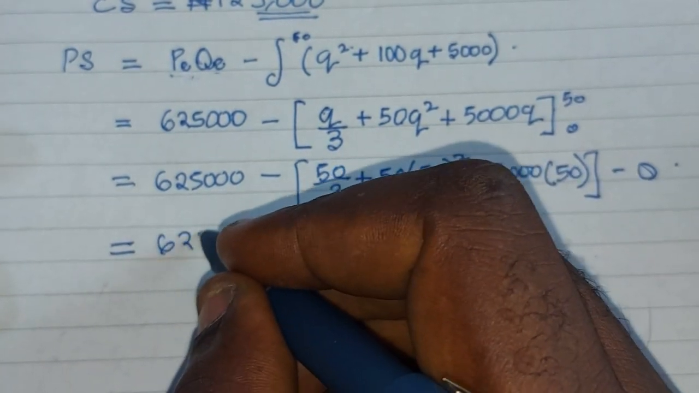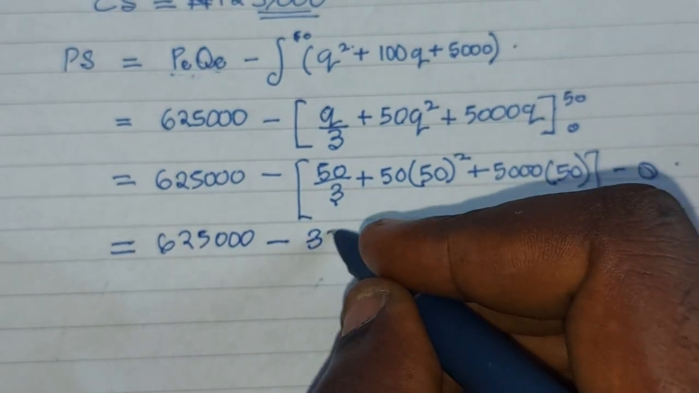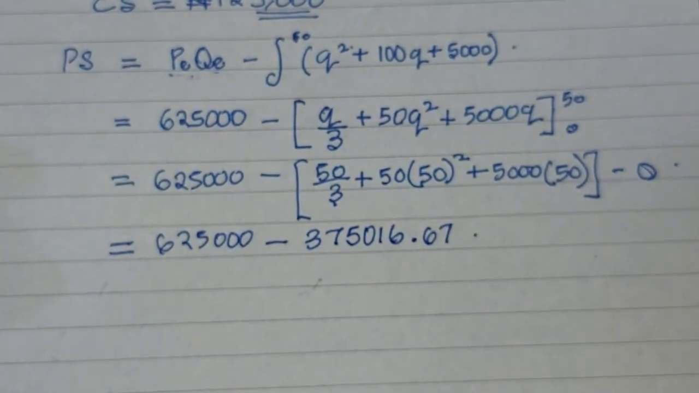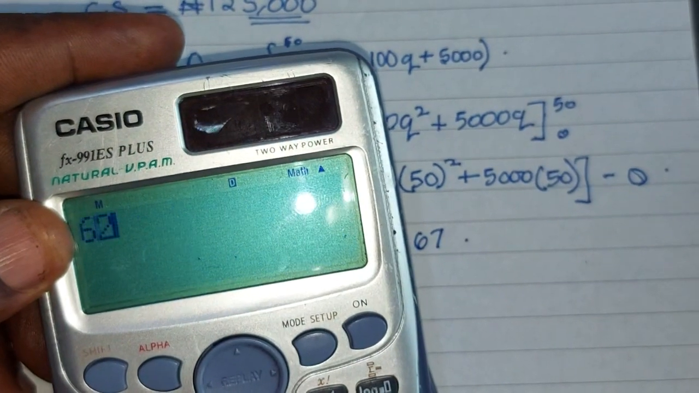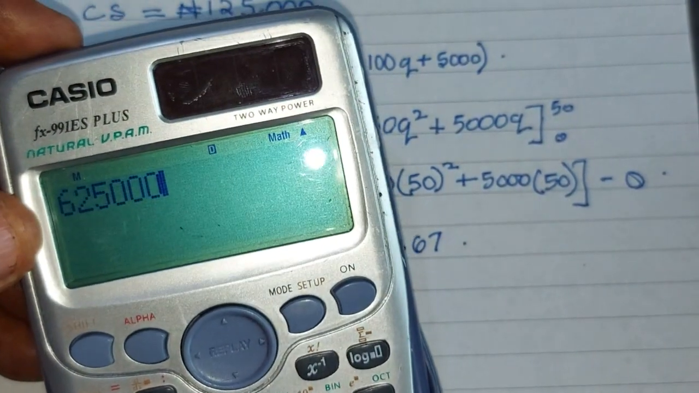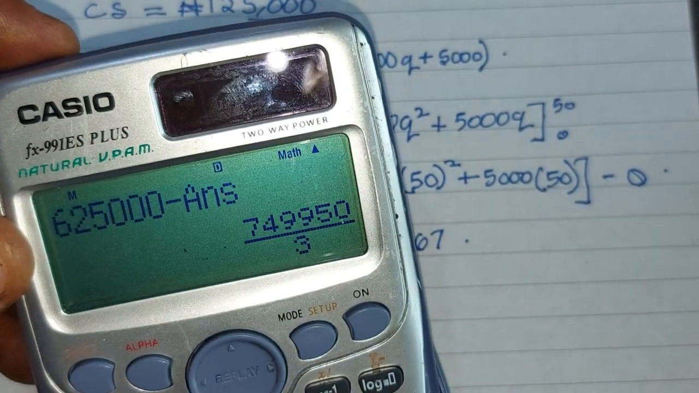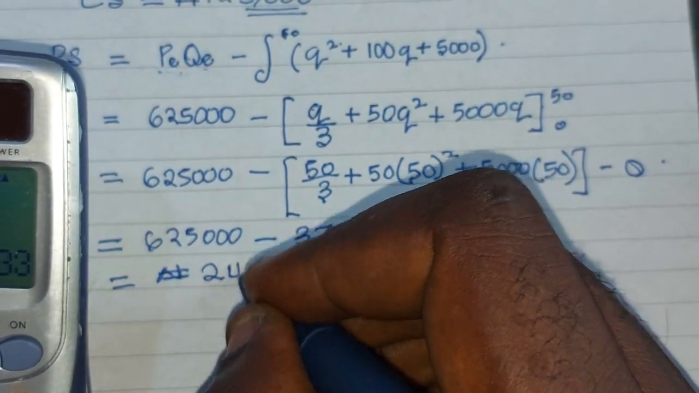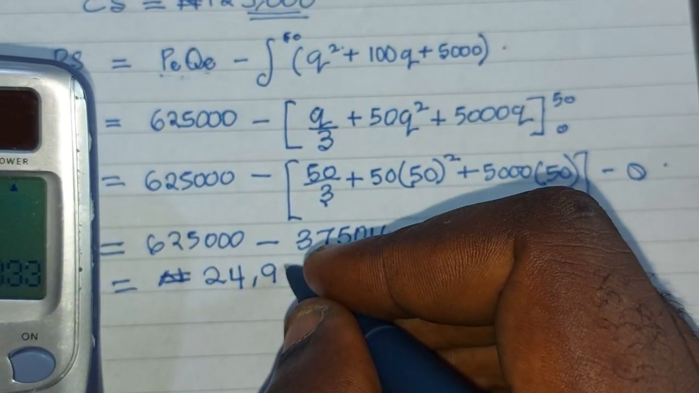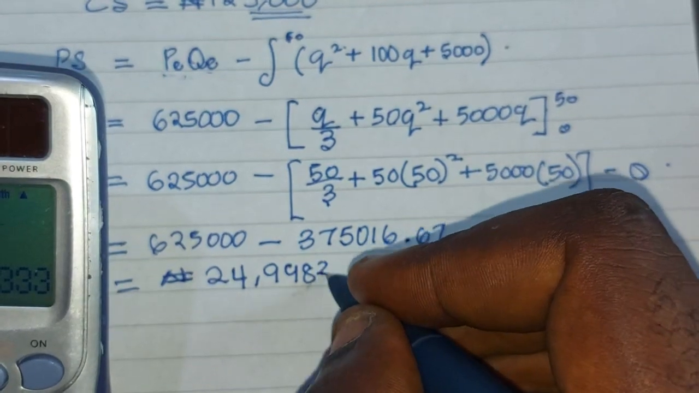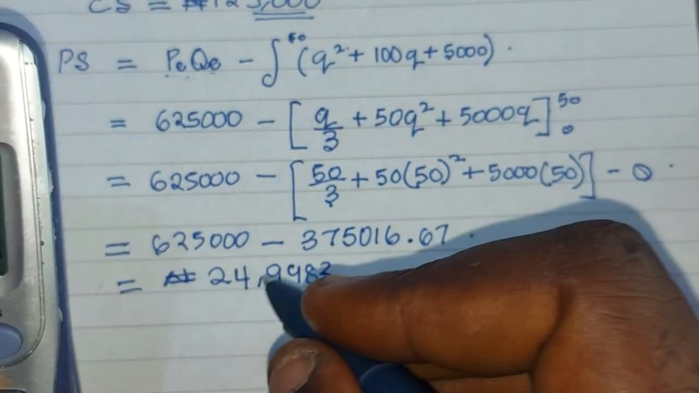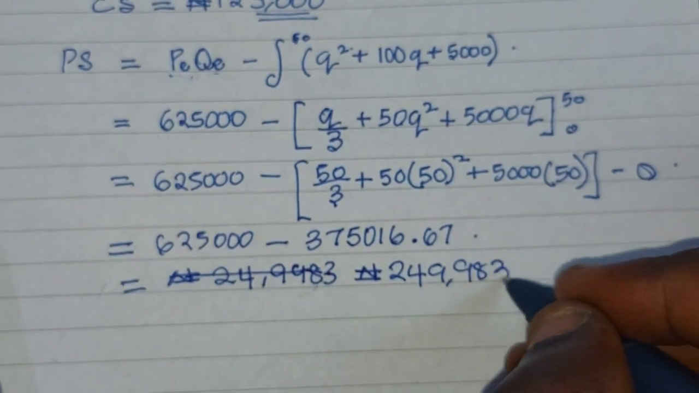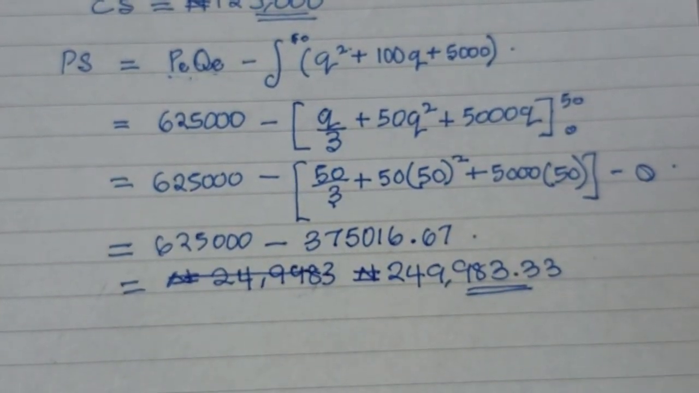Okay, so let us multiply this out and see what we have. Then you have 625,000 minus 375,016.67. So when you subtract this, we have 625,000 minus that answer, and you have the producer surplus, which is 249,983.33. So that's our producer surplus.